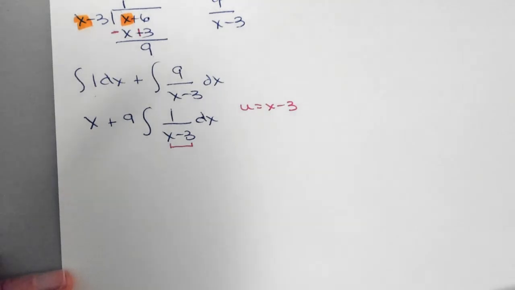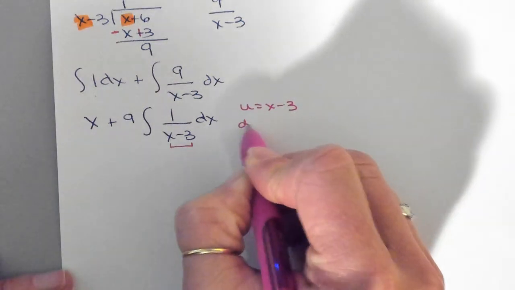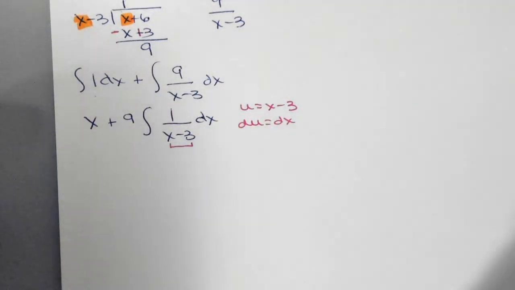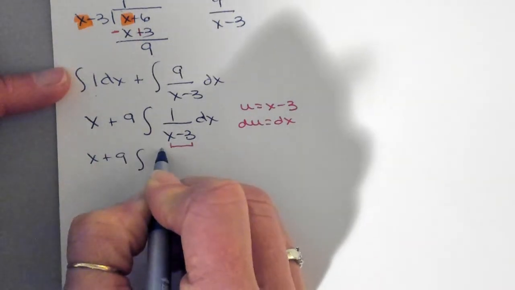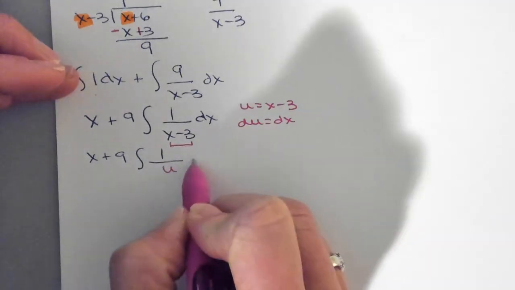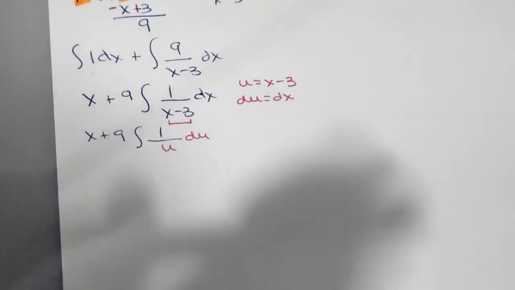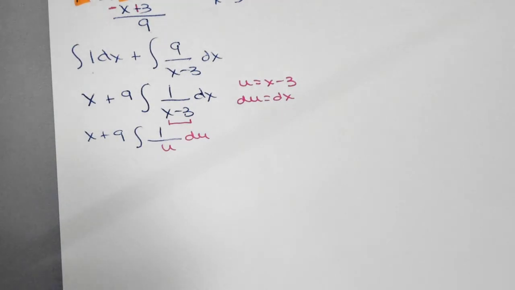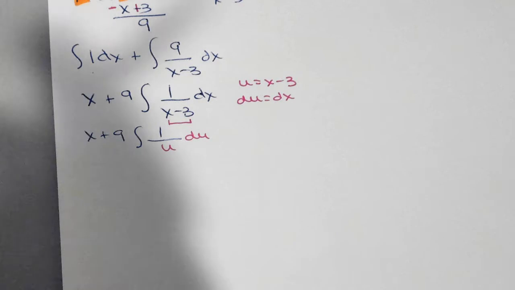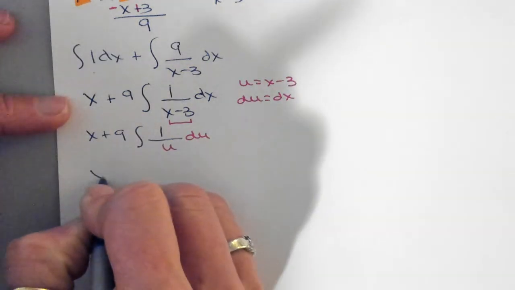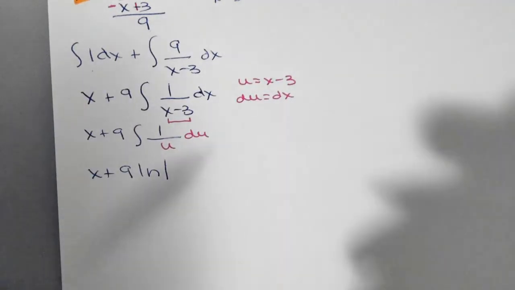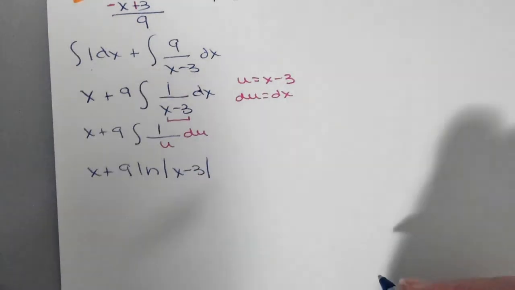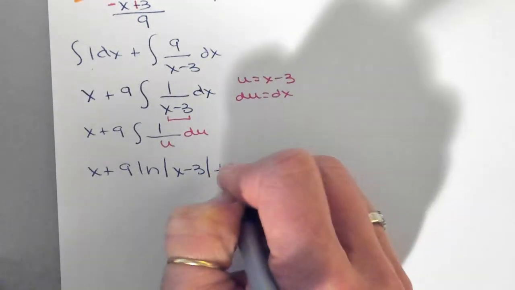So if u is x minus 3, what do I need to get rid of? What has to go? The dx. So take the derivative, du is equal to dx, so I'm covered, right? So I have x here plus 9 times the integral of 1 over u du. I'm just showing you what I made the substitution for. What's the integral of 1 over u? Yeah, the natural log of the absolute value of whatever u is. So my answer is x plus 9 times the natural log of the absolute value. What's your u? x minus 3. And what do I have to make sure I do not forget with indefinite? Yes, plus c.